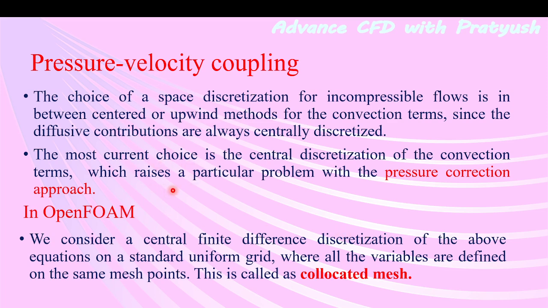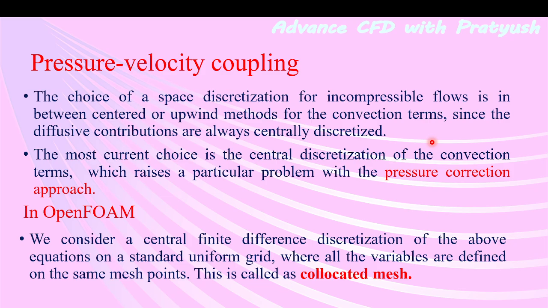So why is this pressure velocity coupling important? Because of the choice of discretization for incompressible flow, centered and upwind methods for the convection term. In OpenFOAM, mostly all variables you create are created as a field, and this field is associated with the cell center. So in OpenFOAM, any variable you create is always at the cell center. That is why it is known as a volume scalar quantity.